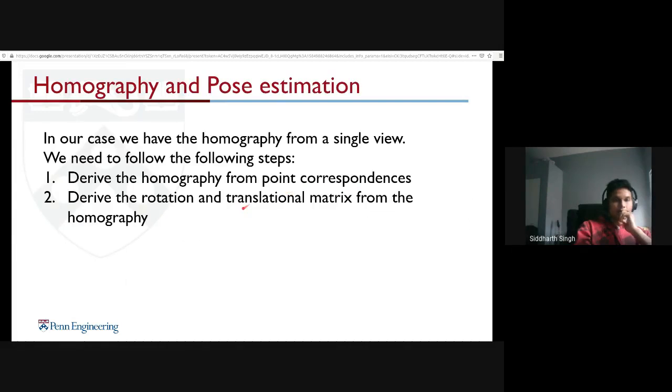Now, the constraint about the homography that we are using is that it's single view, right? So it's simply one camera. It's just seeing the world, and it has the information in the image form. We have to find the homography from the point correspondences, and from the homography we have to find the rotation and translation. Is that clear to everyone so far?